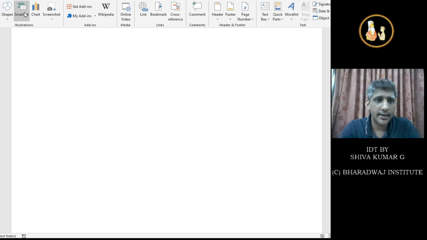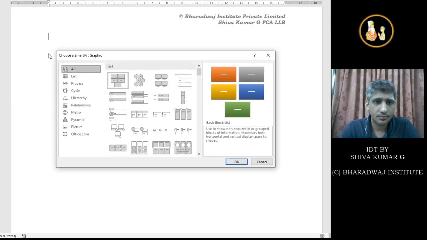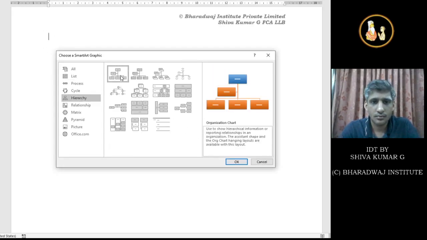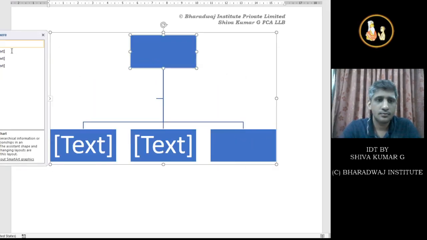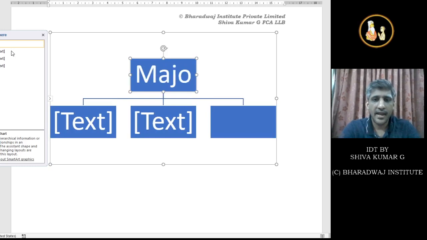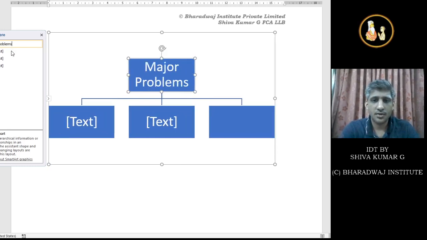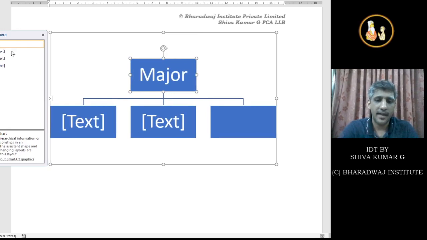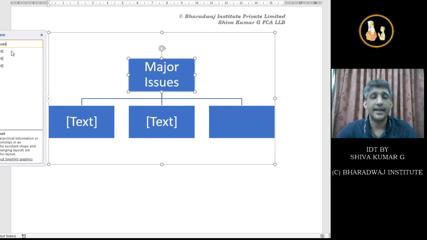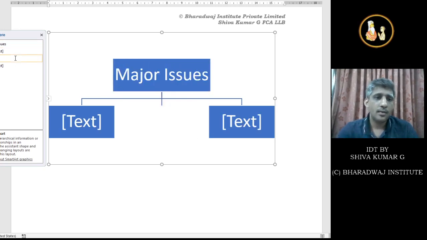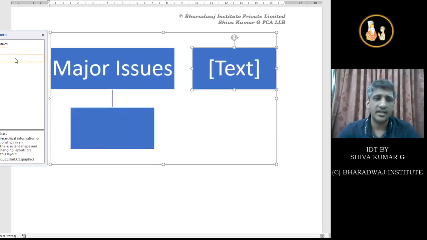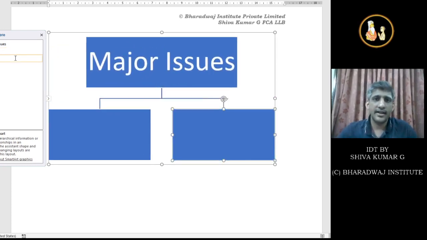So we will insert a smart chart. Major problems, or we can call it not problems, major issues before the central government. And always what happens, it is the central government which is facing the brunt. Why? Because they are the ones who wanted to bring GST. So it is like, you asked for it, then you have to do all these things.